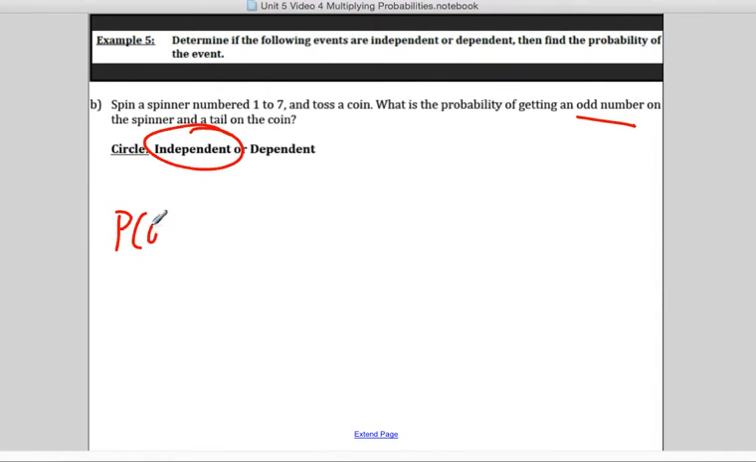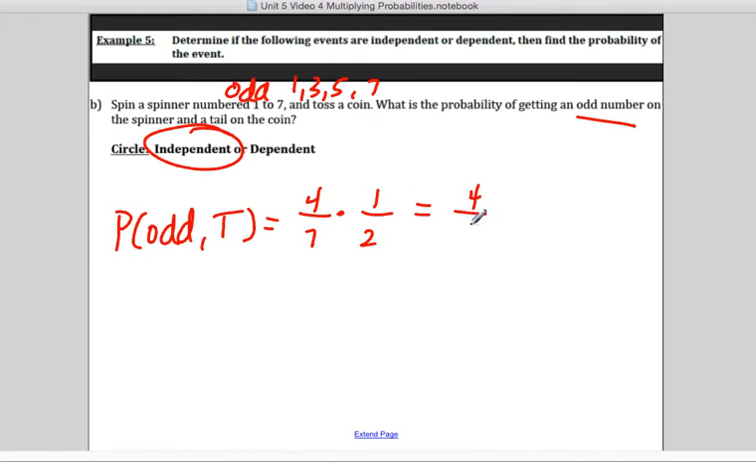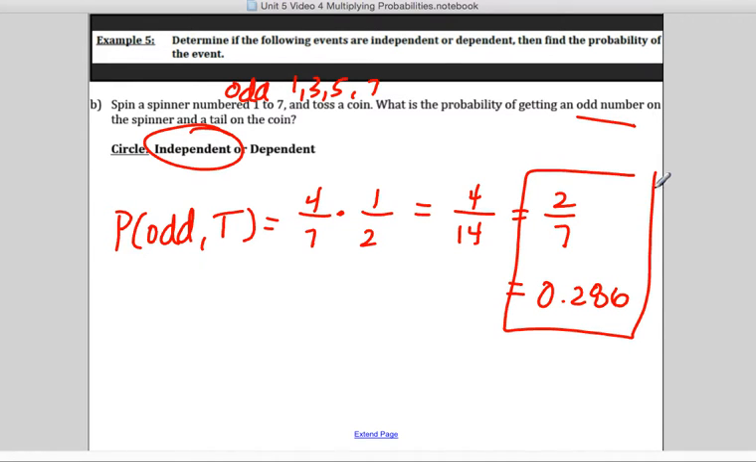So I want the probability of getting an odd and then a tail. My spinner is 1 to 7, so my odds are 1, 3, 5, and 7 out of how many total? From 1 to 7, there are 7 numbers, so there's 4 out of 7 to be odd. Times, to get a tail on a coin, there's a 1 out of 2. So this gives me 4 over 14, just multiplying across. They're both divisible by 2, so I get 2 out of 7, or as a decimal, it's 0.286. Okay, that is example B.